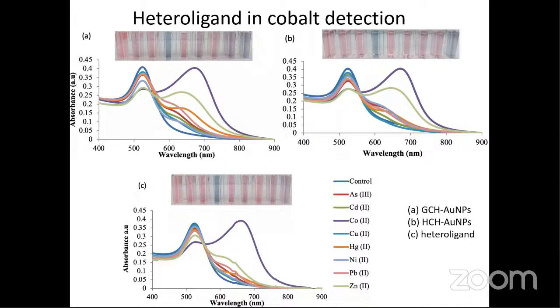So you can see, if we use a heteroligand, which is the mixture between GCH and HCH peptide, the signal from other metal ions, particularly from zinc ion, which is the second strongest signal, is immensely reduced.